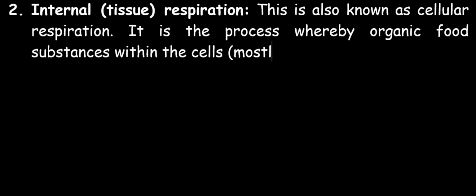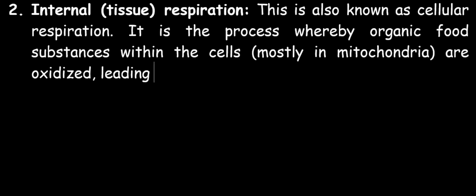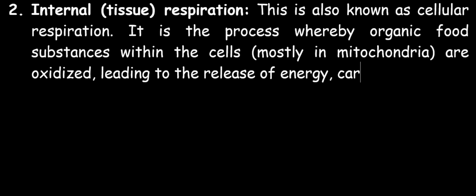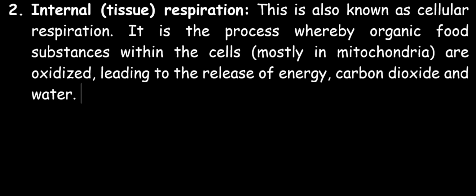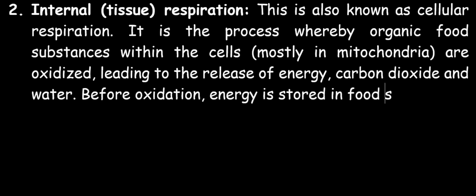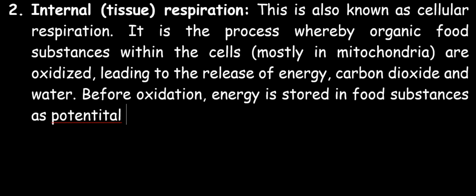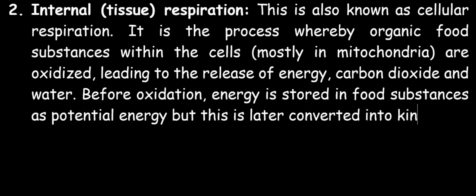This stage is also known as the stage of cellular respiration, and it involves the process whereby organic food substances within the cell, mostly in the organelle known as the mitochondria, are oxidized, and this will lead to the release of energy, carbon dioxide, and water. It is important for you to know that before oxidation, energy is usually stored in food substances as a form known as potential energy. But this potential energy is later converted into kinetic energy, which will be used for work after oxidation.